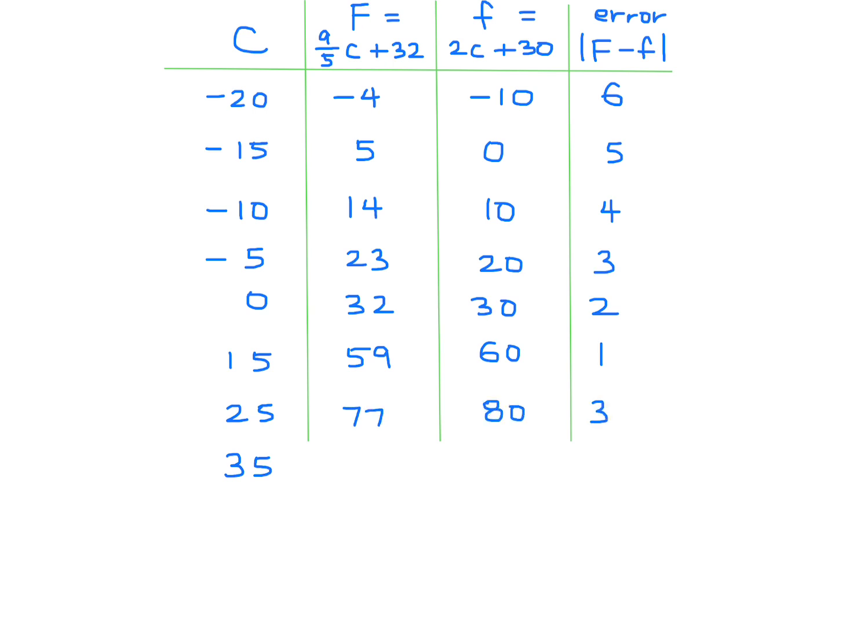And 35, which is the absolute end of the line for us, it's 95 and 100, and that's a difference of 5. So it looks like it initially started at 6, the error, and then it kind of went down to 1, and then it went back up to 5. So the largest possible error is 6. And that's a pretty decent way of approximating it, instead of having to do every single value of C, like -19, -18, and so on.